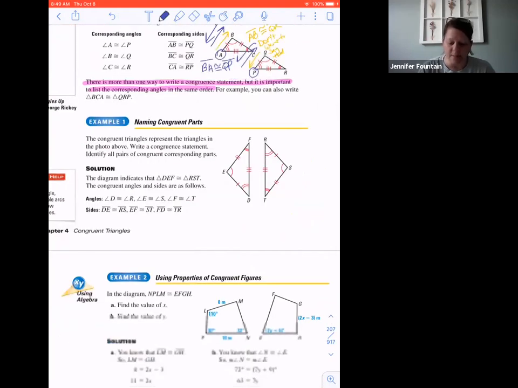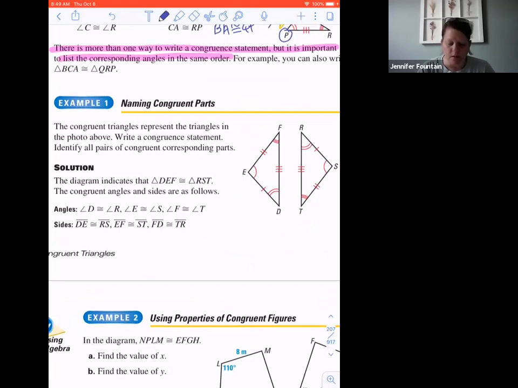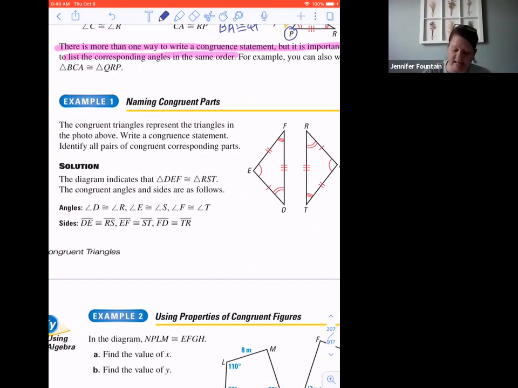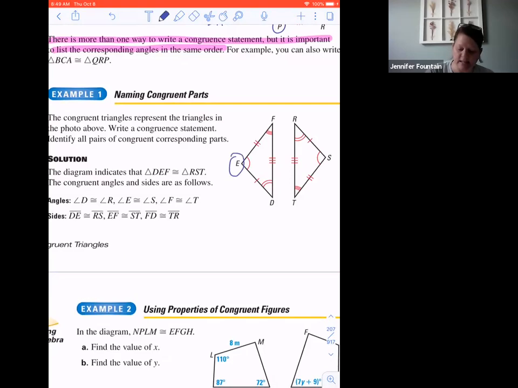All righty. So, naming congruent parts. The congruent triangles represent the triangles in the photo above. Write a congruent statement. Identify all pairs of congruent corresponding parts. So basically, if you were just given two pictures and it said name all congruent parts, you're doing exactly what we did up there with those pictures. You're looking at it and saying, okay, I can see that E is congruent to S. Again, it doesn't matter which one you start with. You could start with F and R, I'm sorry, not F and R because F goes with T. But I can start with E and S.